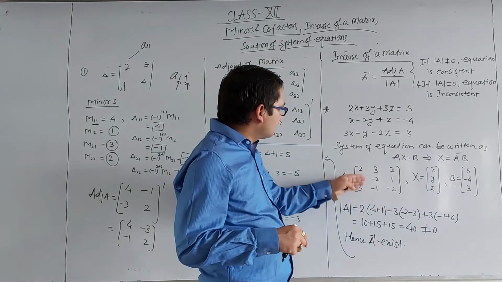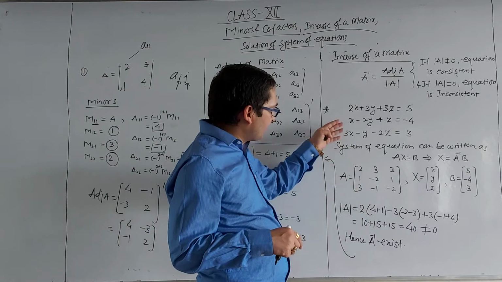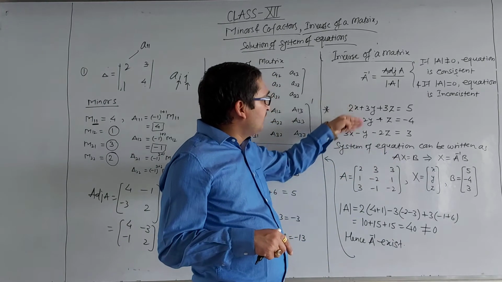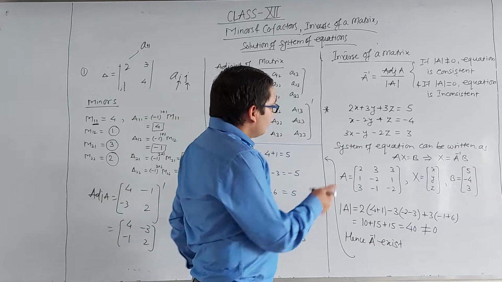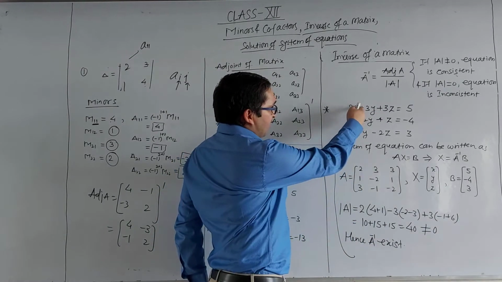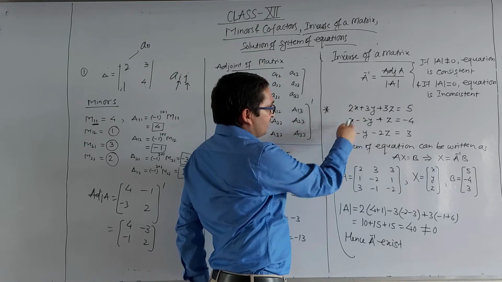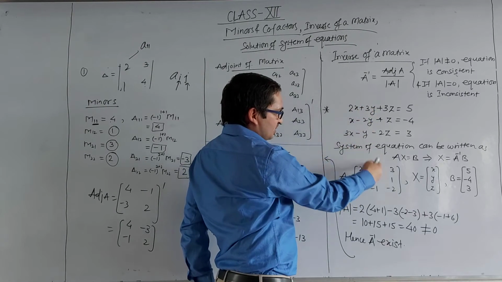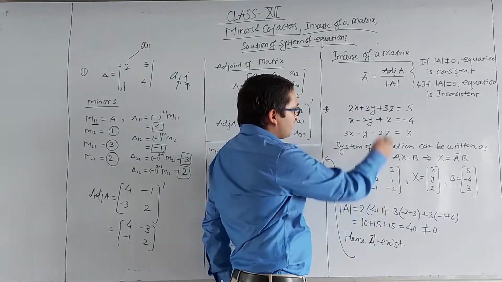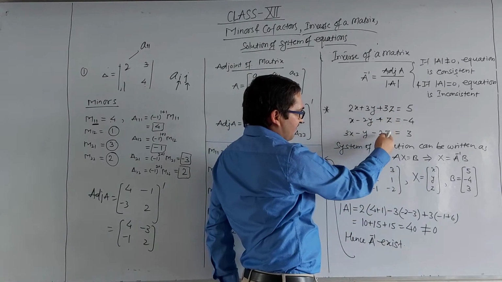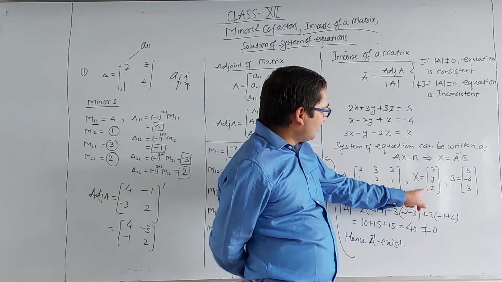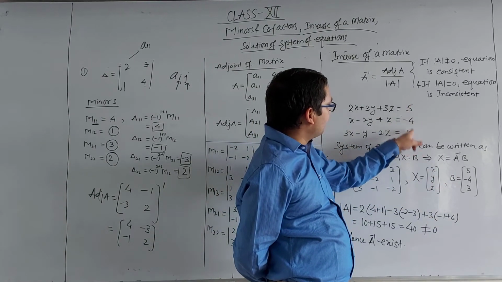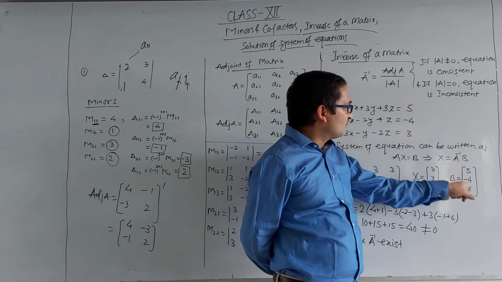We need to understand, already I have discussed this in the previous exercise. A means the coefficients of x, y and z. Look at here. What is the coefficient of x? 2, 1, 3. What is the coefficient of y? 3, minus 2, minus 1. What is the coefficient of z? 3, 1, minus 2. The value of X you write like this: x, y, z. And the value of B is this part: d1, d2, d3, that is 5, minus 4 and 3.